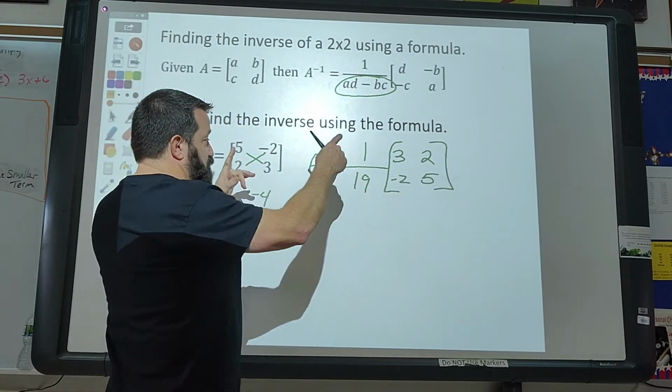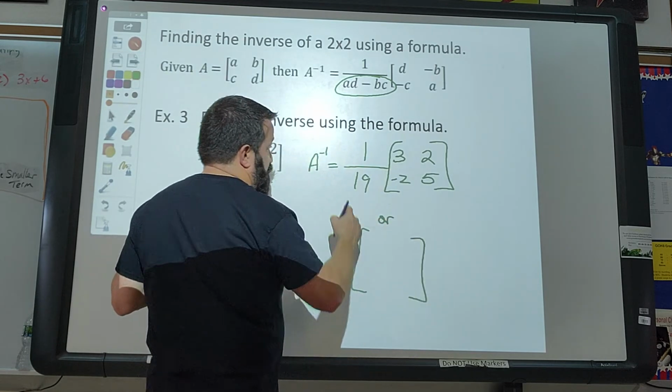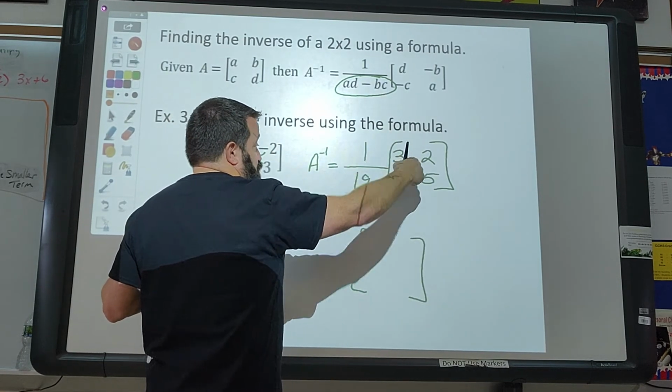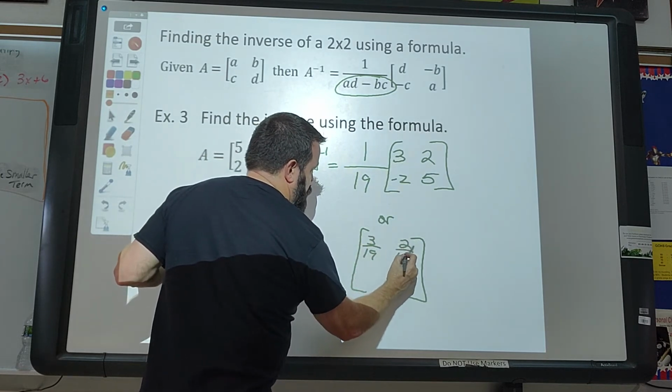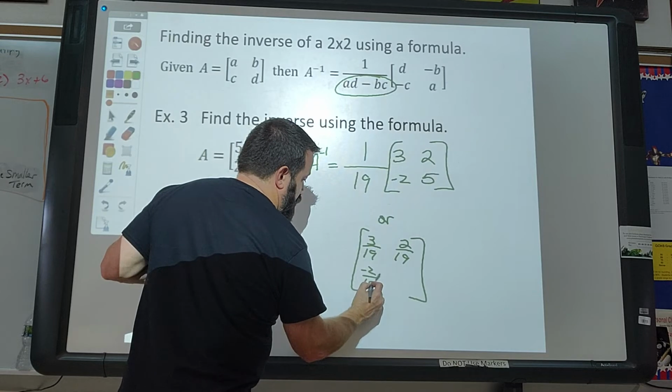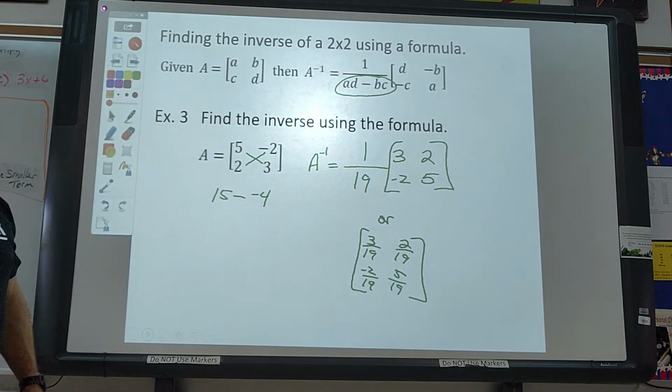So my inverse is either this, or this is a scalar, if you distribute it, you'd end up with 3 over 19, 2 over 19, negative 2 over 19, and 5 over 19. That would be my inverse.